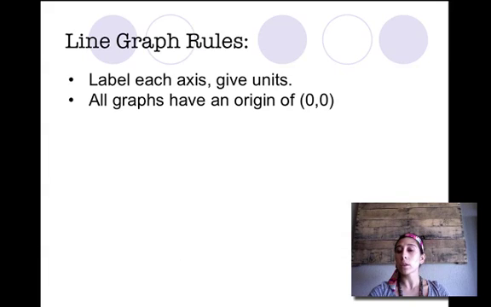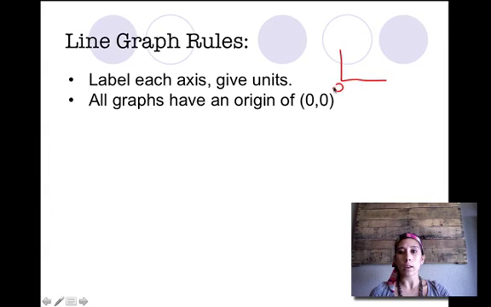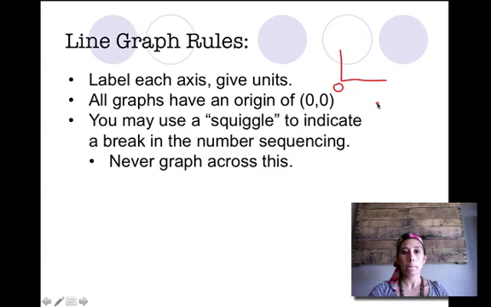Okay, all graphs are going to start with the origin of 0, 0. We never want to have our starting point be, this should be 0, 0 right here. This shouldn't be starting at 0 for the y-axis, but then it starts at 20 for the x-axis. It's not accurate. And you can use what we call, it's kind of like a squiggle line, or what we call a break in the graph.